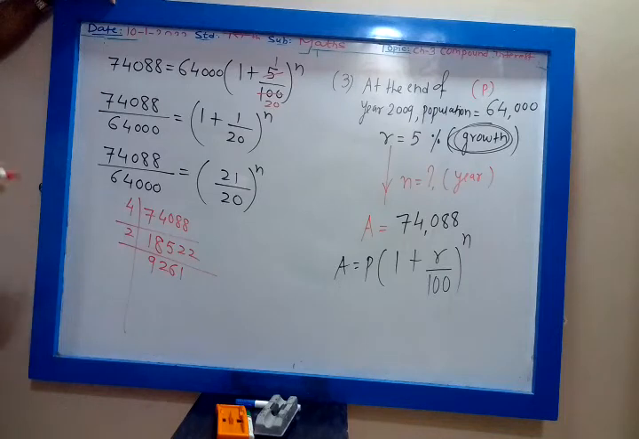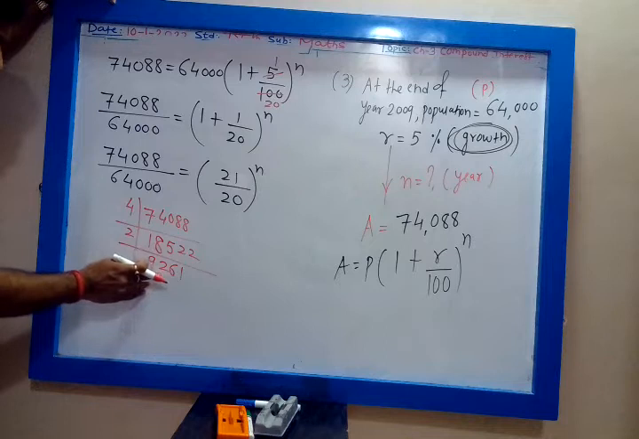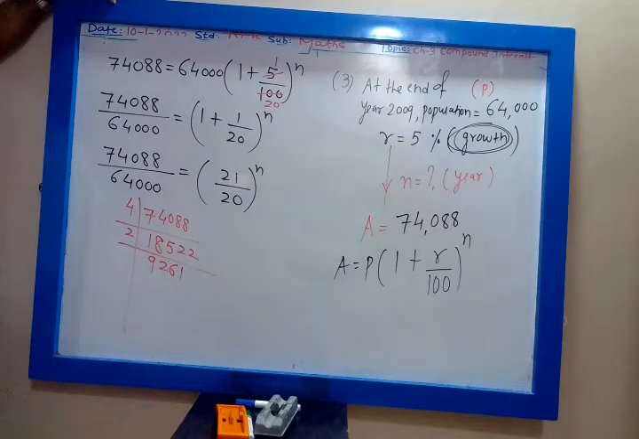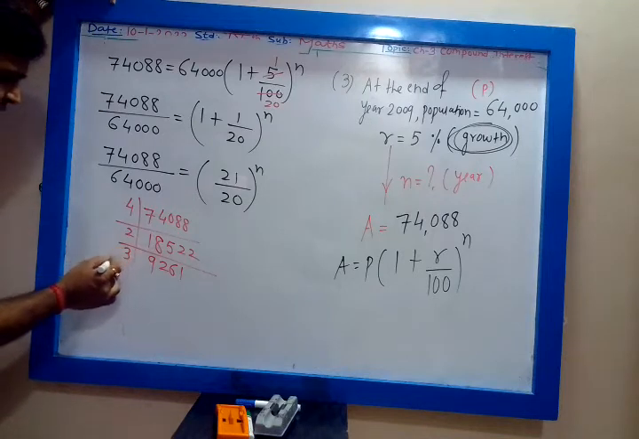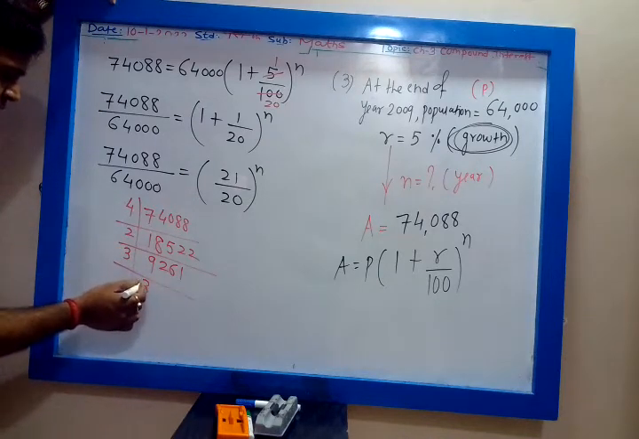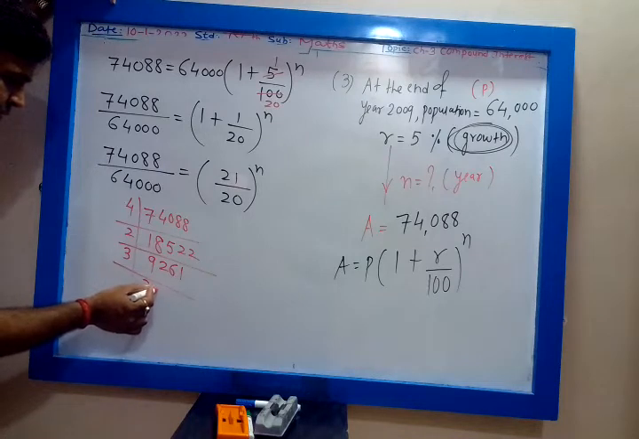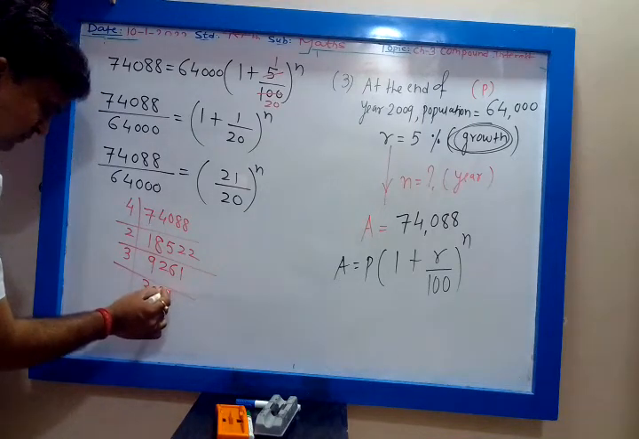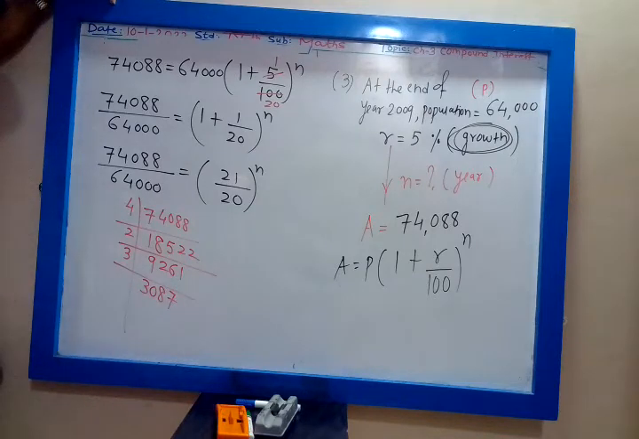Now, see, divisibility of 2 is over. Now let us see 3. 9 plus 2, 11. 11 plus 6, 17. 17 plus 1, 18. If sum of the digit is divisible by 3, then we can divide the number by 3. So 3 is a 9. Then 3 8s are 24. Then 3 7s are, na? Yes, 3 7s are 21. Yes, correct.